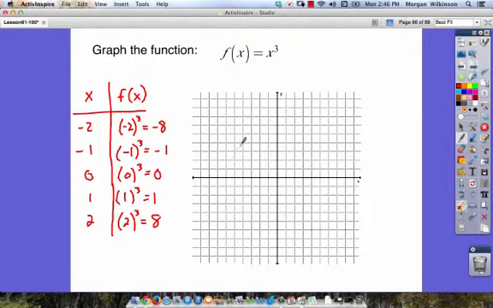Now let's go ahead and graph. -2 on the x is going to go with -8, counting 1, 2, 3, 4, 5, 6, 7, and 8. -1 goes with -1. 0 goes with 0. 1 goes with 1. And in this problem, 2 goes with 8. And that's the shape of our graph. Let's go ahead and draw this one out. It's going to look something like this, with a nice smooth curve in the middle that hits all of our points and then comes right up to our last point.